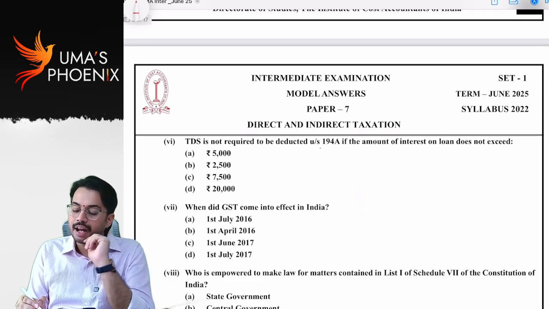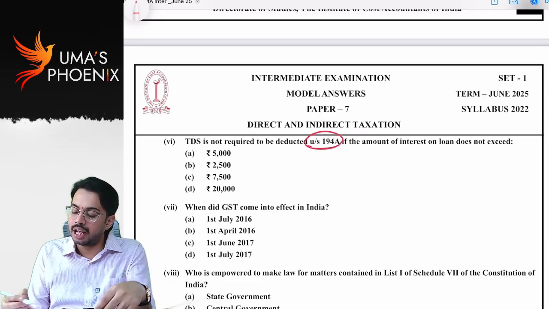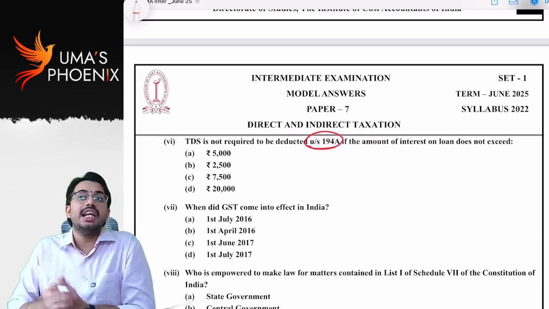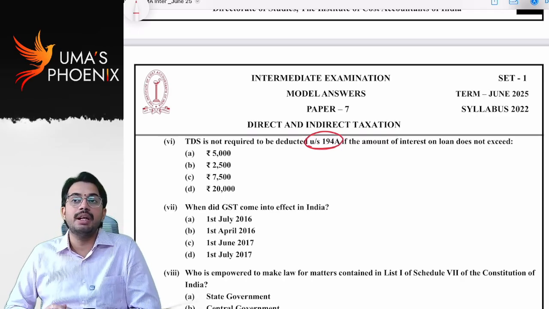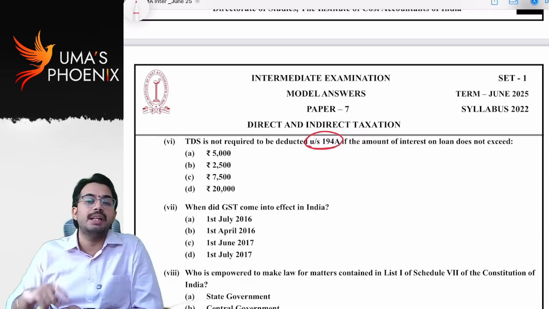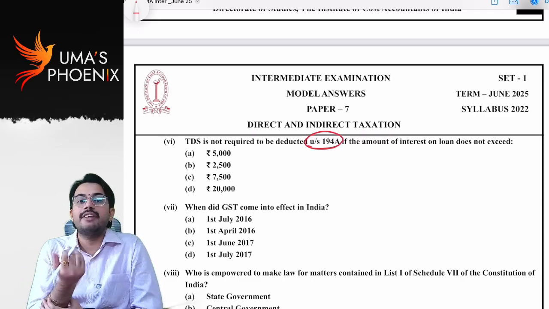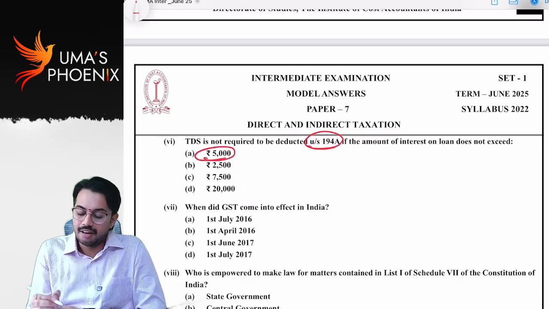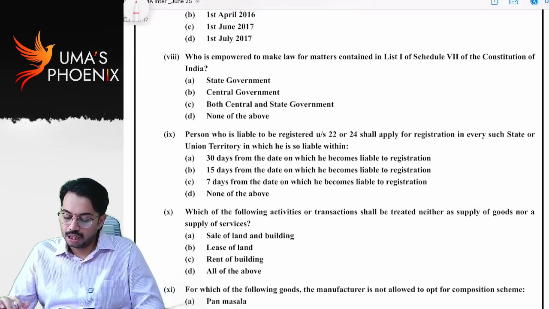TDS is not required to be deducted under section 194A if the amount of interest on loan does not exceed the threshold. Under 194A, what is the threshold limit? If interest is up to 5,000 rupees, no TDS is required to be deducted. If the interest amount is more than 5,000, TDS is required to be deducted. So the threshold limit is 5,000. Next.